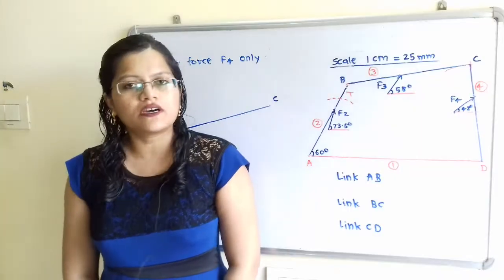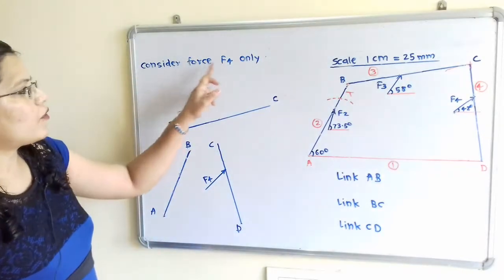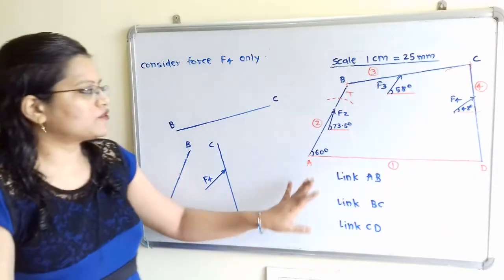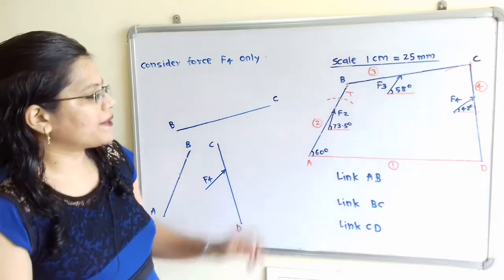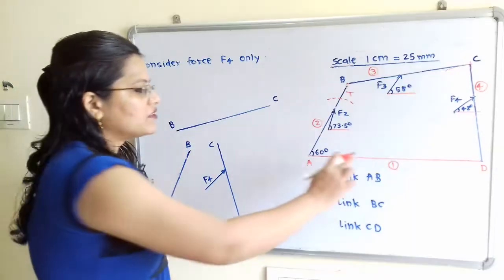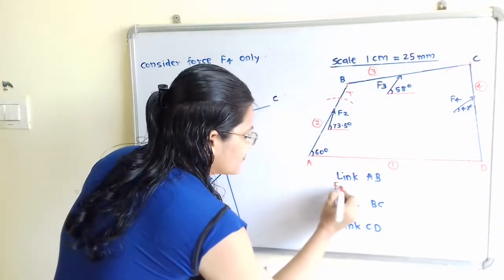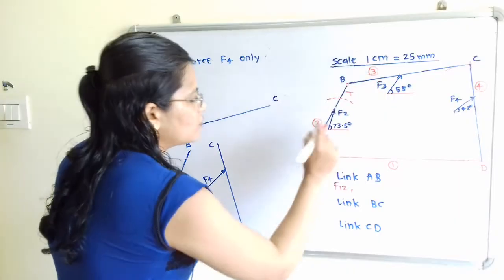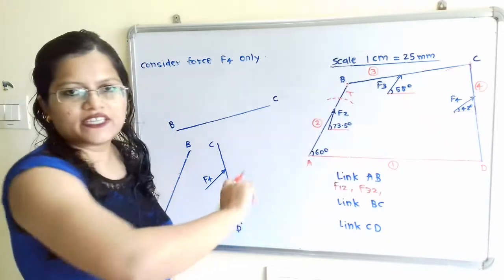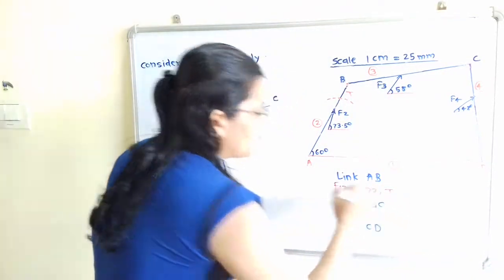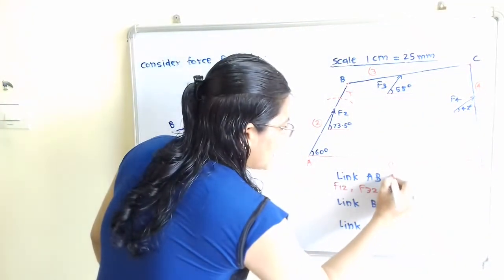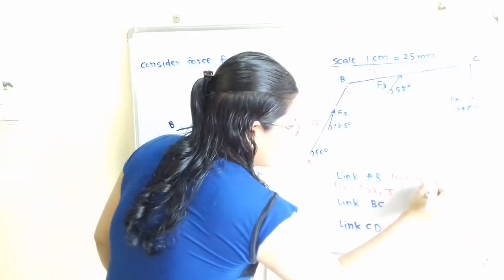Now we will move to the third subgroup. Consider force F4 only. Now we will first identify the types of member. For this link AB, there are two forces. Which are those two forces? Force F1 to 2 and force F3 to 2. Then there is the torque T, which is to be applied for the equilibrium of the mechanism, and we have to find it out. So this is of the type 2 force and 1 torque member.